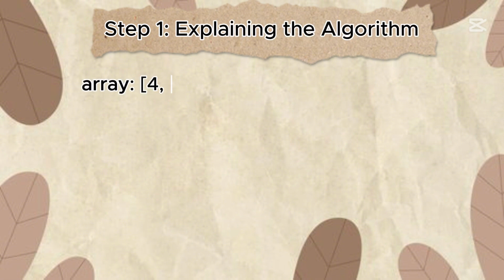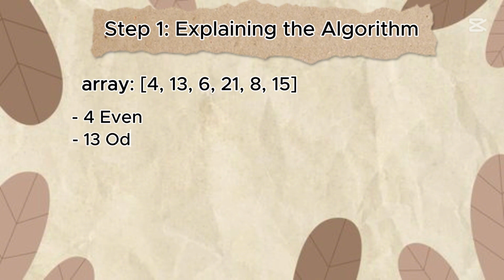Here's an example of an array: 4, 13, 6, 21, 8, and 15. Start with the number 4. It's not odd, so we skip it. Next, 13. It's odd because 13 divided by 2 gives a remainder of 1, so we add it to our result list. So our result list so far is 13.